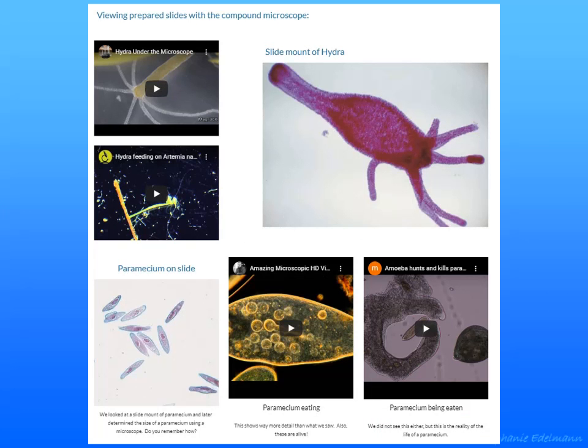When we meet in class, two of the things we look at usually are a slide of Hydra and a slide of Paramecium. Both of those organisms are introduced on the Google site. Hydra is much bigger than Paramecium, and that's usually the one we look at first. And one of the things that a lot of the specimens we're looking at under the microscope have in common is that they're stained.